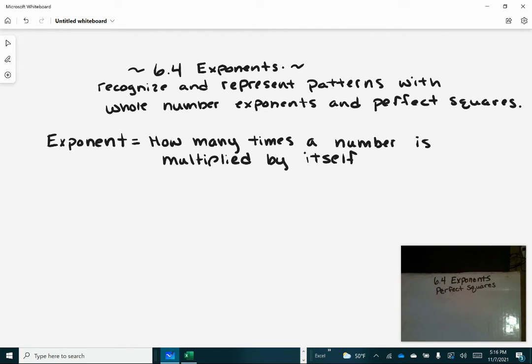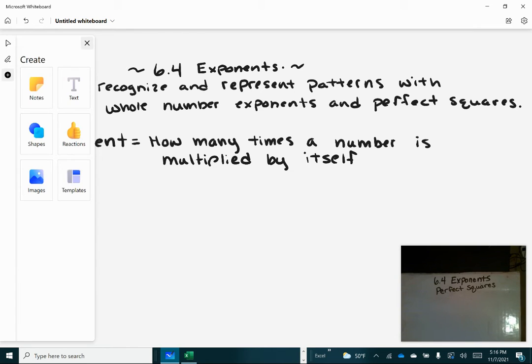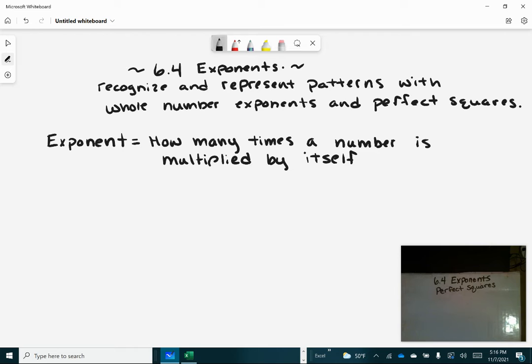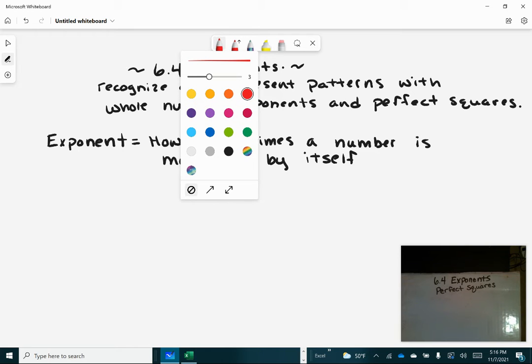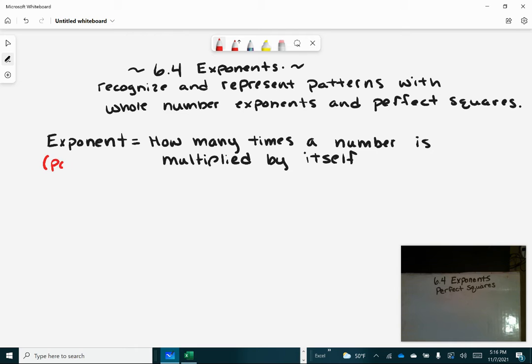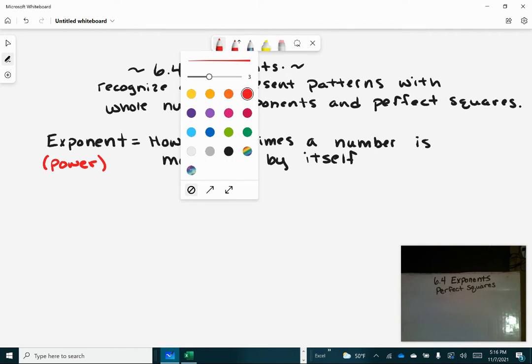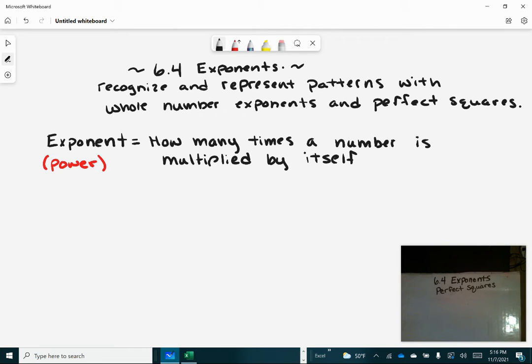You might also have heard power. So another word here could be power. They might have heard like to the power of 2, which is the same as an exponent of 2, or raised to the power of. So power and exponent kind of mean the same thing.